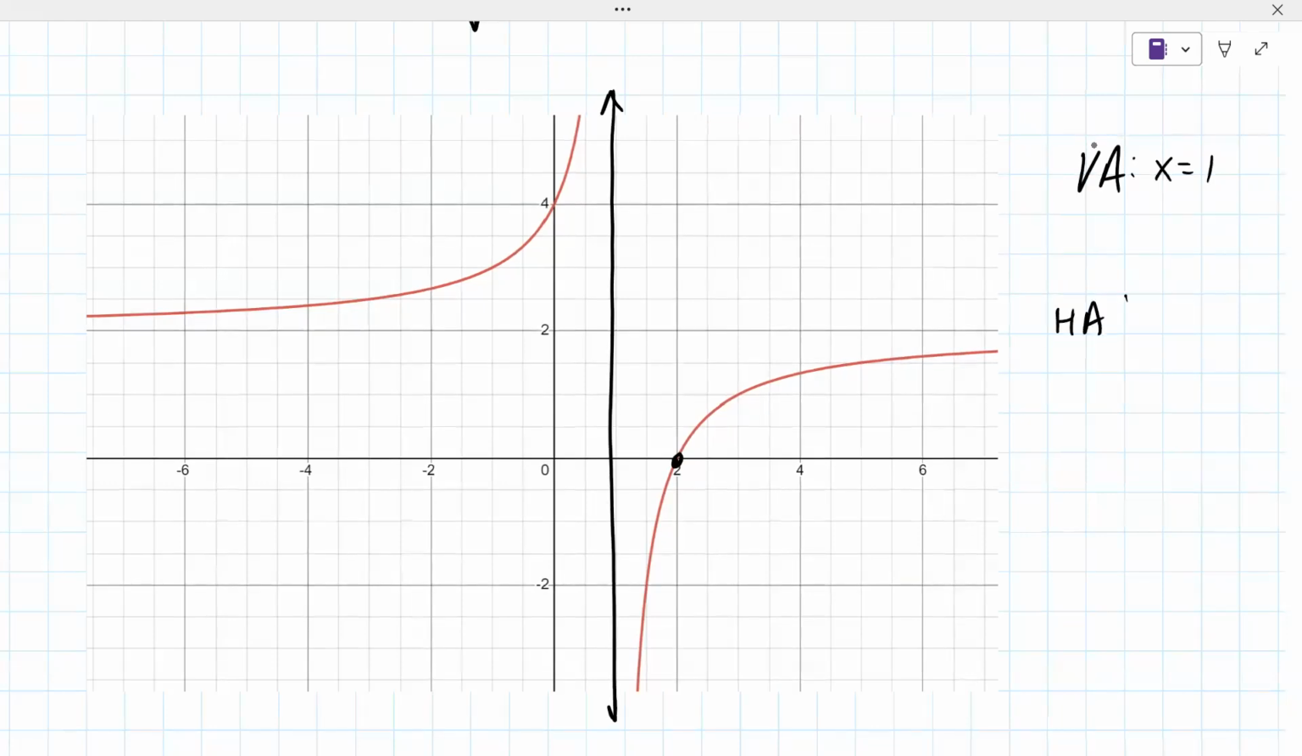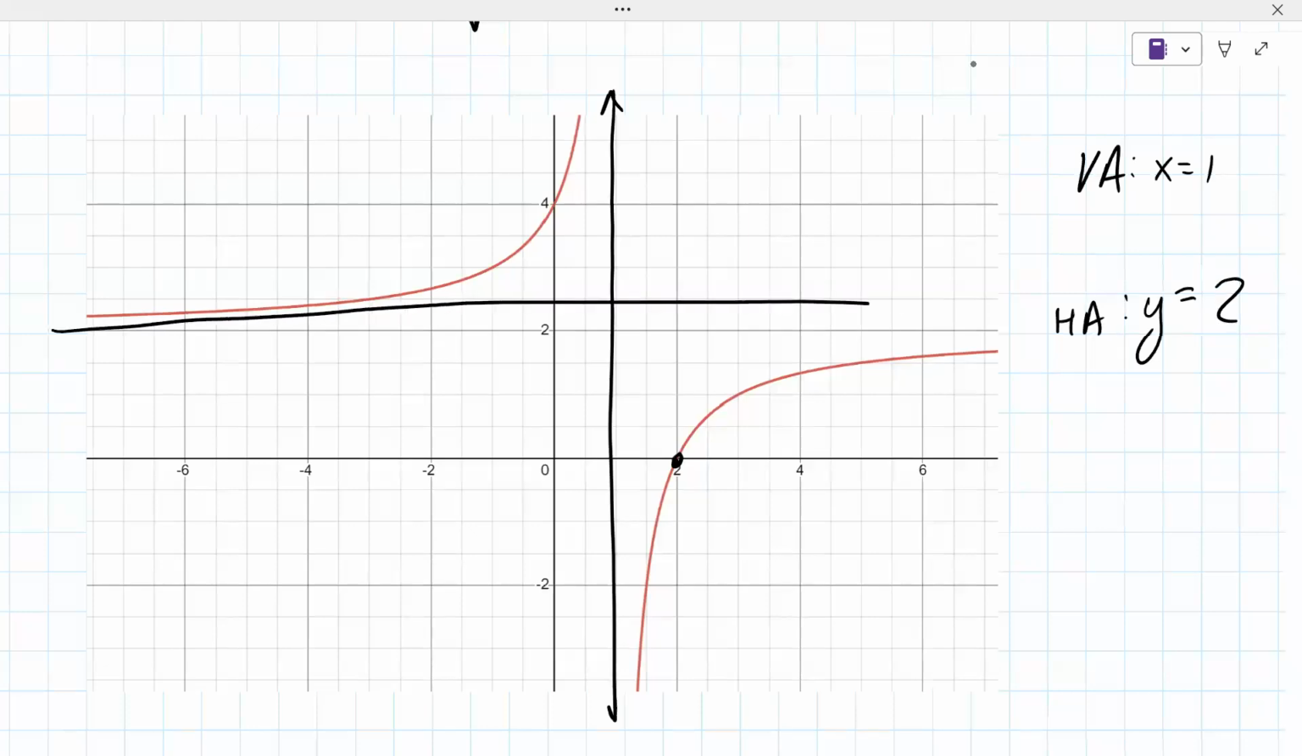How about the horizontal asymptote? X equals two. Can't be an X. Horizontals are Ys. Y equals two. Okay. All right, very good. Any questions on that? Nope. Okay. All right. So let me look back at your assignment, see what else you've got on there.